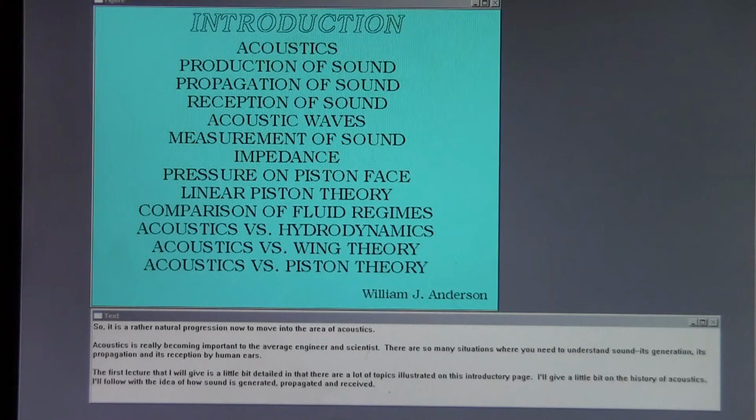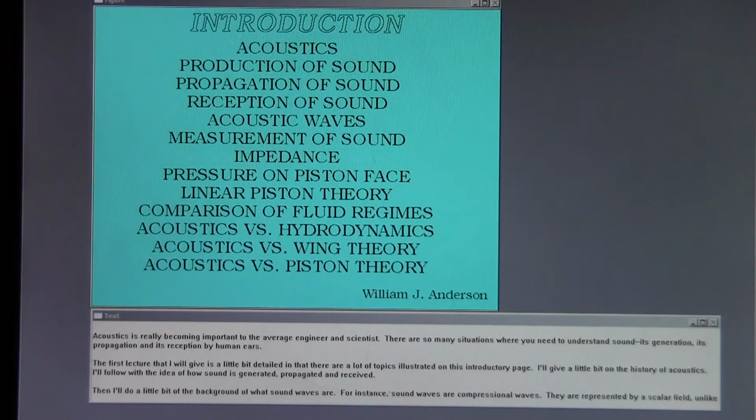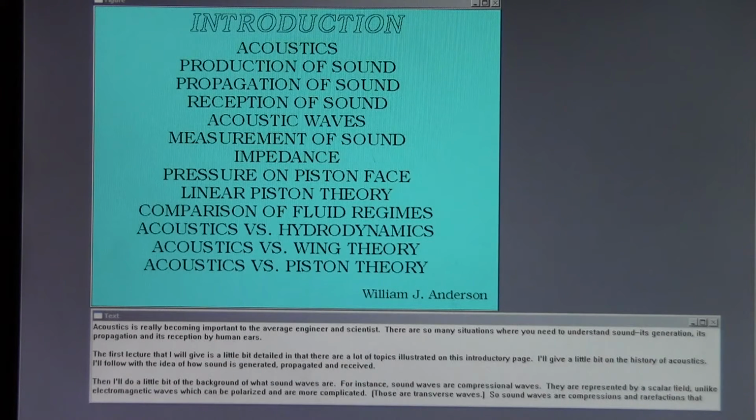Acoustics is really becoming important to the average engineer and scientist. There's so many situations where you need to understand sound, its generation, its propagation, and its reception by human ears. The first lecture that I'll give is a little bit detailed in that there are a lot of topics illustrated on this introductory page. I'll give a little bit on the history of acoustics.